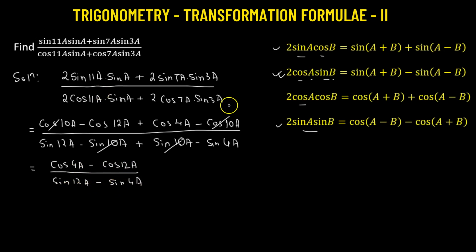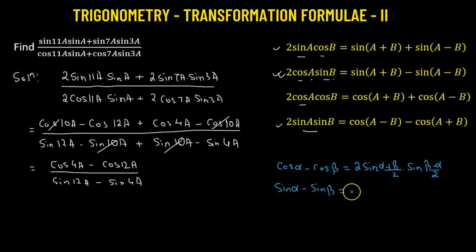Now we have to use a new transformation formula. For the first one, if we have cosine of alpha minus cosine of beta, this is going to transform as 2 times sine of angle (alpha plus beta) over 2 multiplied by sine of angle (beta minus alpha) over 2. And in the denominator, we have the difference of two sine functions, sine alpha minus sine beta. This transforms as 2 times cosine of angle (alpha plus beta) over 2 multiplied by sine of angle (alpha minus beta) over 2. So we'll be using these two formulas.